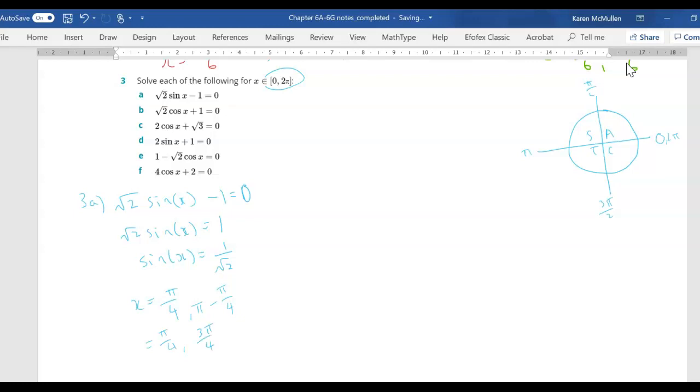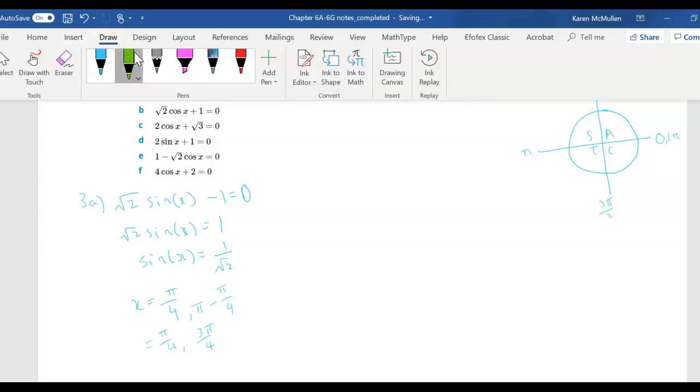All right, so you're just basically rearranging your equation. All right, let's do another one. I'm going to do E.